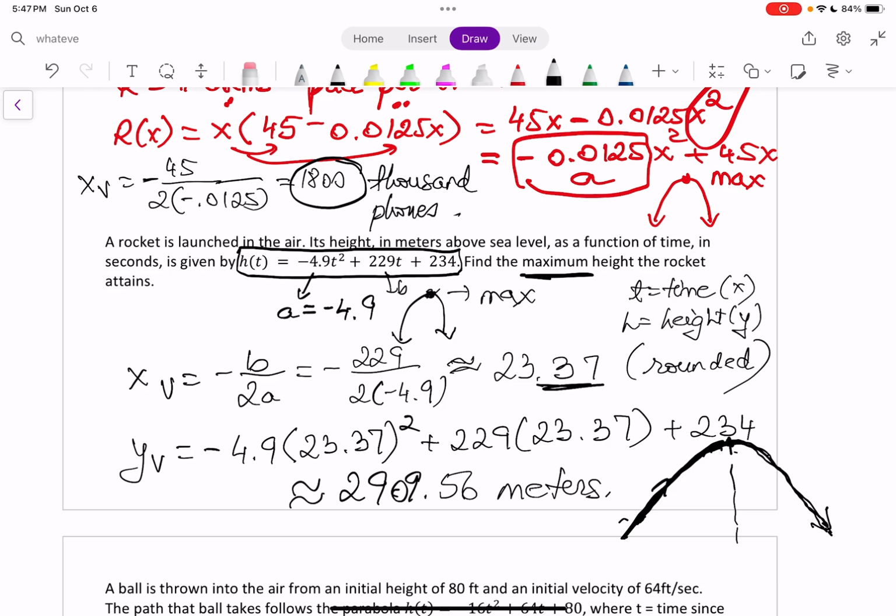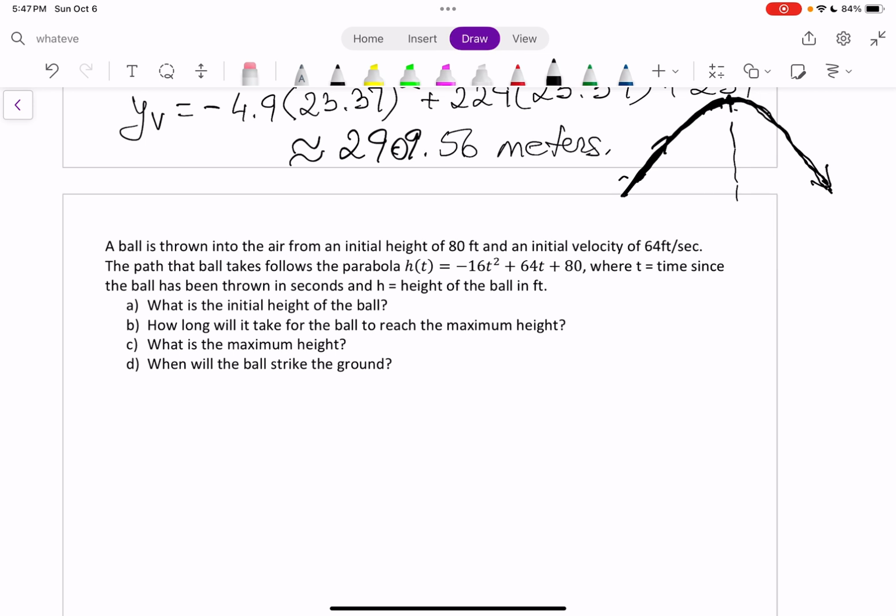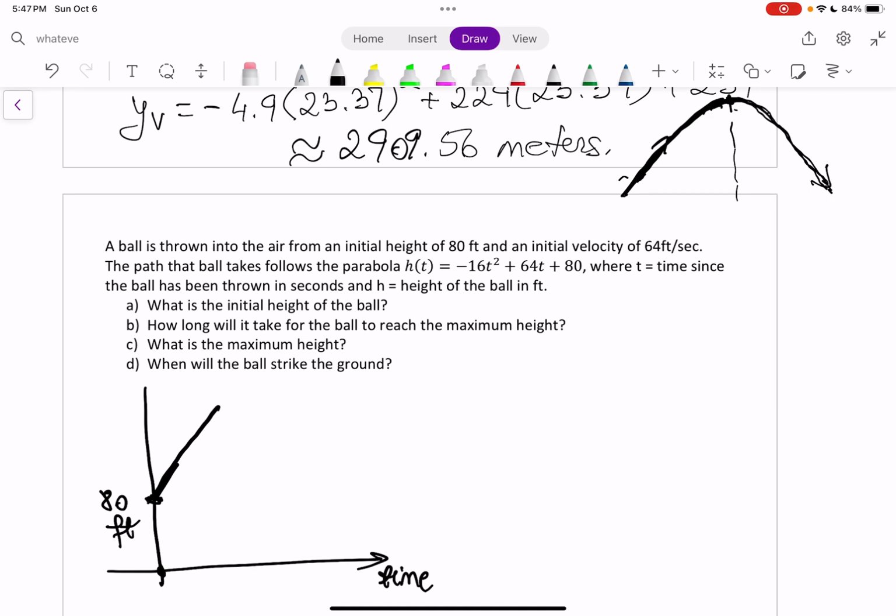Okay. So the same thing here. I'll tell you the story with this problem. It says a ball is thrown into the air from an initial height of 80 feet. So at time 0, the ball is at 80 feet high, and it's thrown into the air with an initial velocity. It says the path that the ball takes follows this parabola.